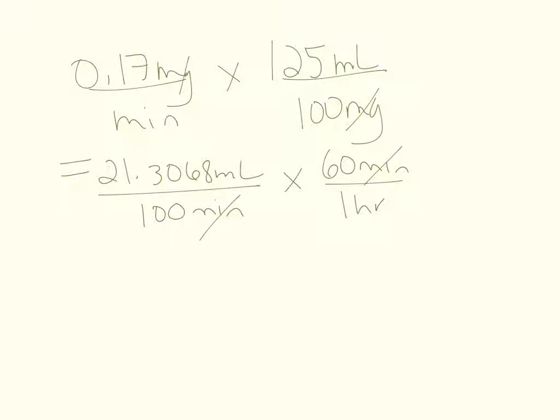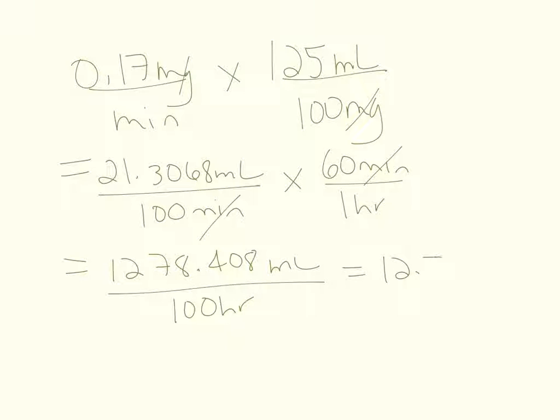So when we multiply 21.3068 by 60, we end up with 1278.408 milliliters over 100 hours. And so now I'm just going to reduce down because the question wants it per hour, not per 100 hours. And that leaves us with an answer of 12.78 milliliters per hour.